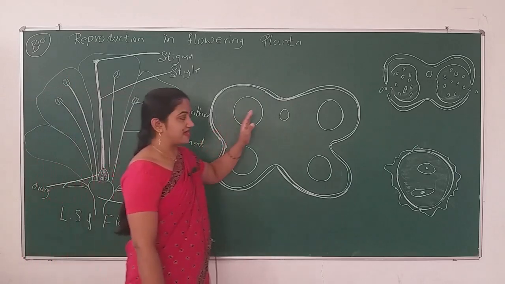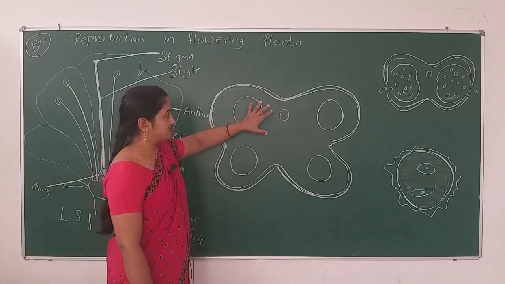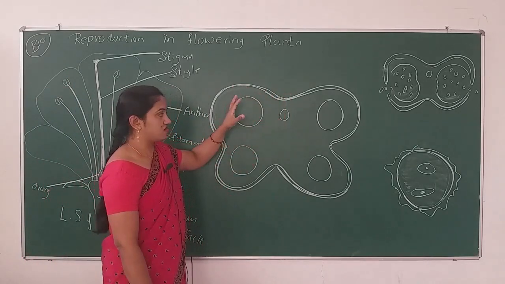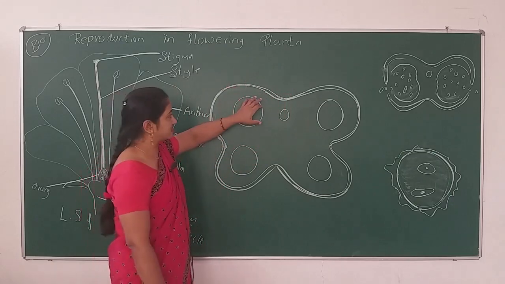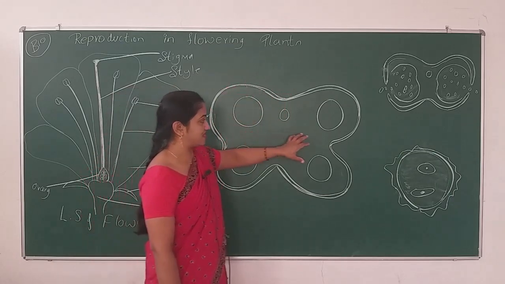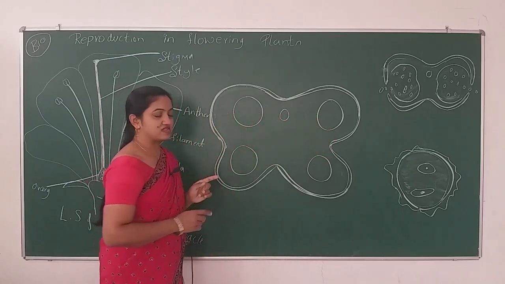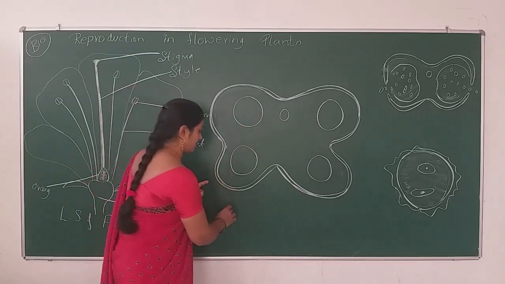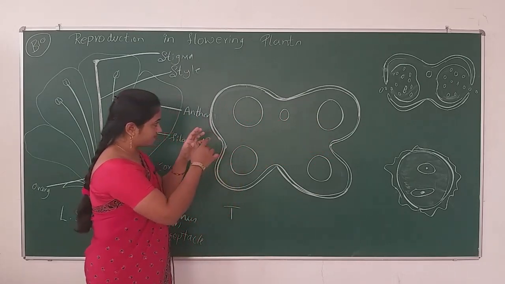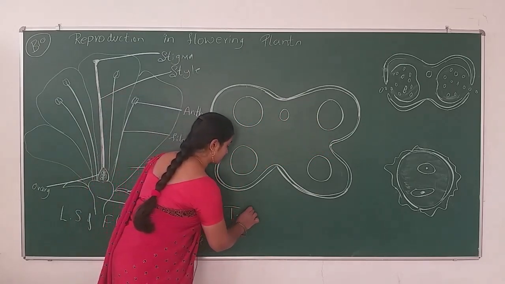We'll come to this diagram. I have drawn only this much. You asked me whether to write the tissues and all inside the diagram. No need to write the tissues. If you write this much, it is more than enough. Label this.